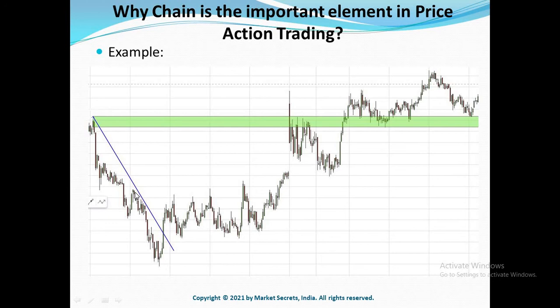Before we start, just consider price is currently here and ignore everything that is on the right hand side. So considering price is here, consider there is a valid supply zone at the top. That is, this is your valid supply zone and the price is dropping from that particular supply zone.